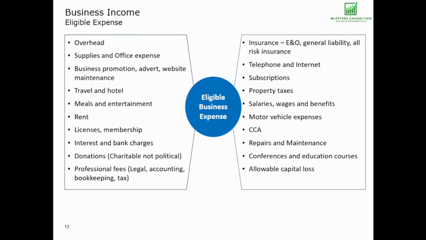100%. Motor vehicle expenses. You have a dedicated vehicle you use for your business. And you are paying for servicing, you are paying for fuel, want to change your winter tires for the vehicle that you are solely using for your business. You can deduct it, 100%. Don't let me talk about CCA because of time. Repairs and maintenance, conferences, you need to attend some conferences, 100% deducted from your business.